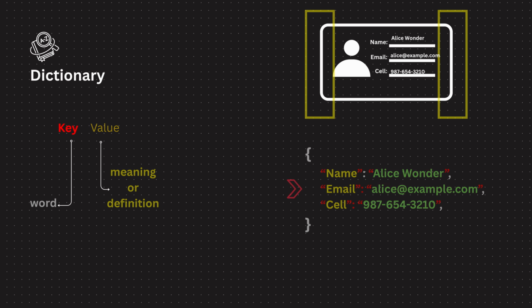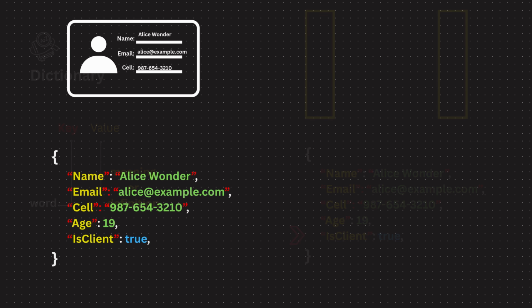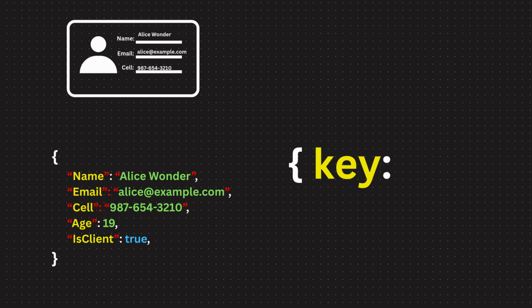Now, JSON can handle more than just text. What about her age? Well, age is a number, so we just don't use quotes. And we can even store true or false values, like booleans. Let's add a client. Let's say yes. And just like that, you can read JSON. It's a person's contact information organized with keys and values.